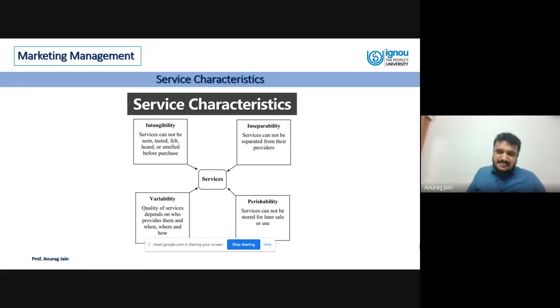And that is the reason there is a completely different mechanism, or a completely different approach, required when you are marketing services as compared to marketing products, right?